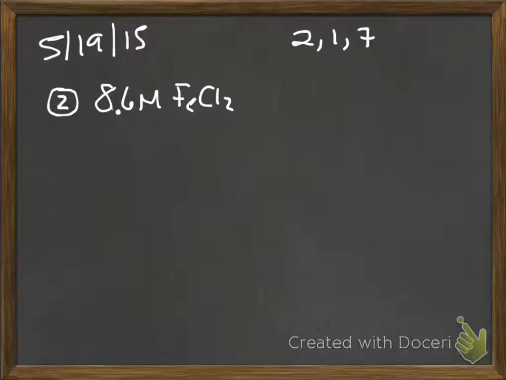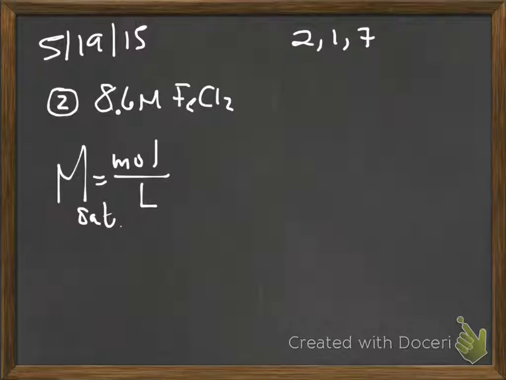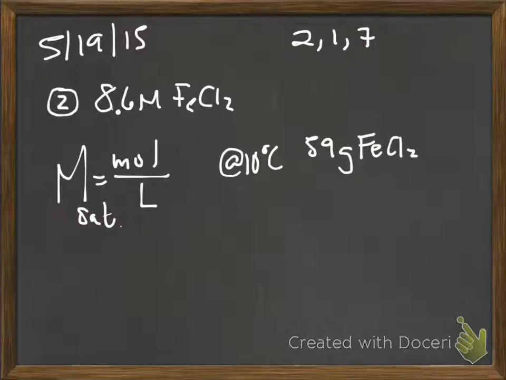So at 10 degrees, let's write this down, shall we? If we wanted to figure out the molarity of a saturated solution, we'd be looking at how many moles per unit volume, per liter, we would have in a saturated solution. What we know about iron 2 chloride is that at the temperature specified, which is 10 Celsius, we can dissolve 59 grams of iron 2 chloride in every 100.0 grams of water.